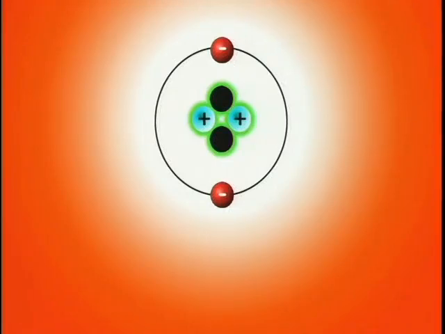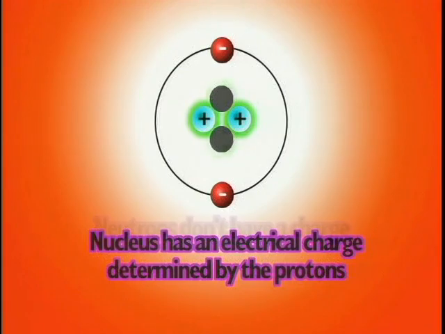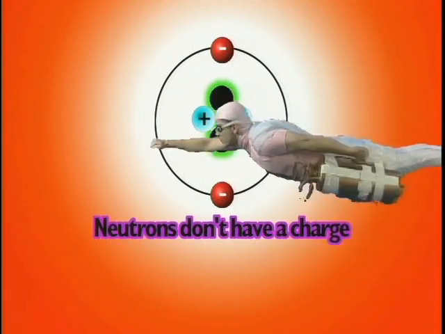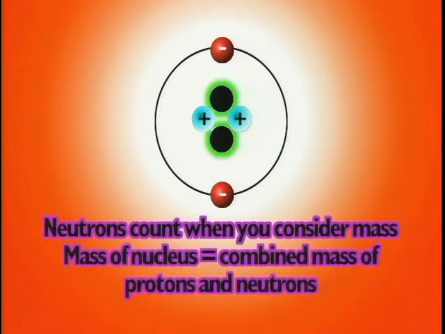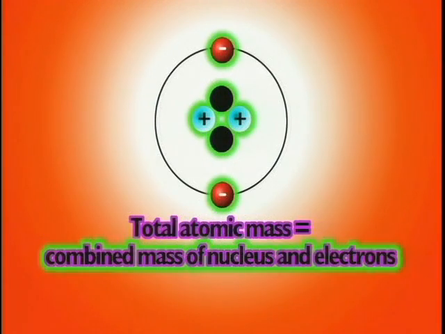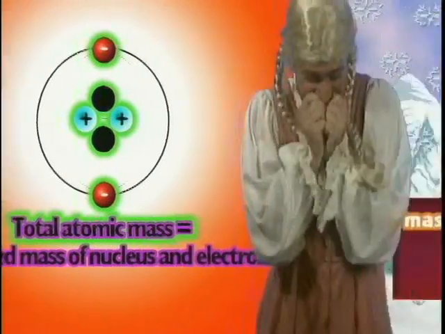The neutrons are in the atom's nucleus along with the protons. The nucleus of every atom has an electrical charge which is determined only by its protons, since neutrons don't have a charge. The neutrons definitely count, though, when you consider mass. The mass of the nucleus includes the combined mass of the protons and neutrons. The combined mass of the nucleus and the electrons is the total atomic mass.